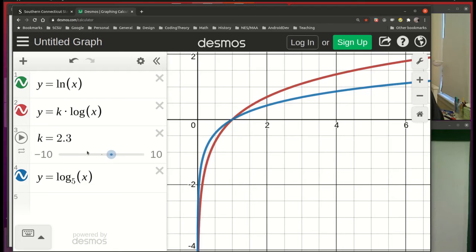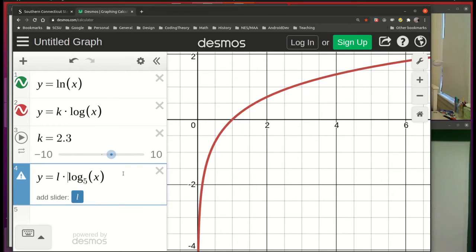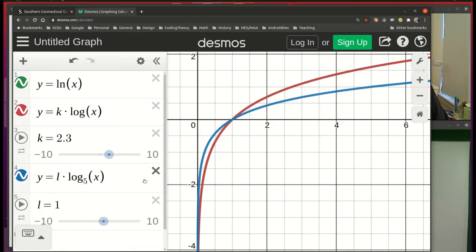2.3. Where did the value 2.3 come from? I don't know. How about the log base 5? Let's make a scale factor on that. This is an outside change, so I'm talking about a vertical scale factor. If I need to scale that one up until it is on... boy, it doesn't want to.